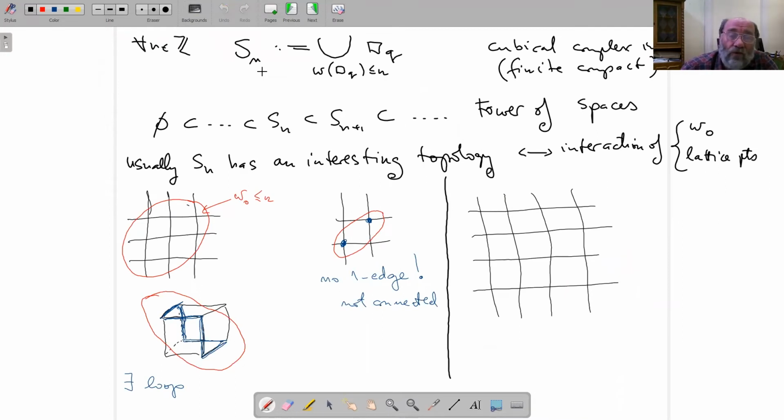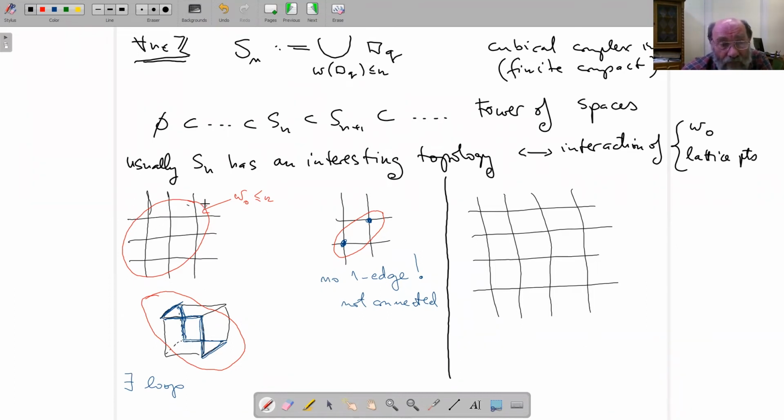So again, for each cube, we have a weight function. And then for any n, we consider the space Sn, the union of all the cubes in such a way that the weight of the cube is less than n. So what is the meaning of that?